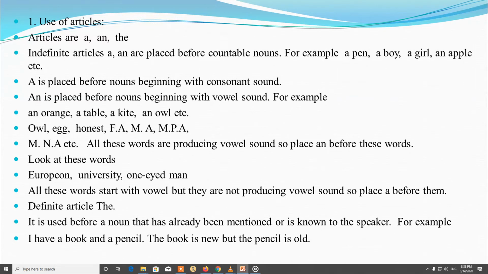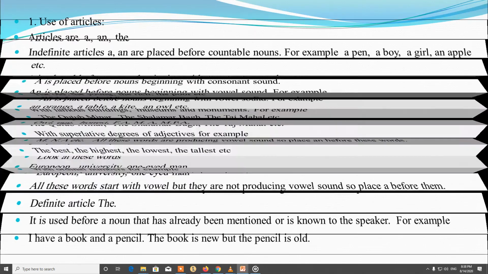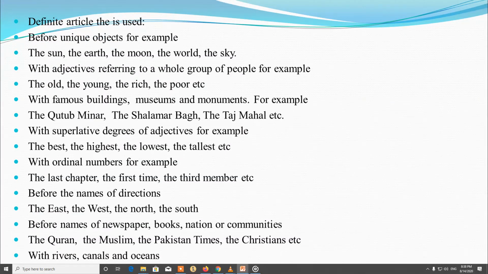With adjectives referring to a whole group of people. For example, the old, the young, the rich, the poor, etc. With famous buildings, museums, and monuments. For example, the Qutub Minar, the Shalimar Bagh, the Taj Mahal, etc. With superlative degree of adjectives. For example, the best, the highest, the lowest, the tallest, etc.